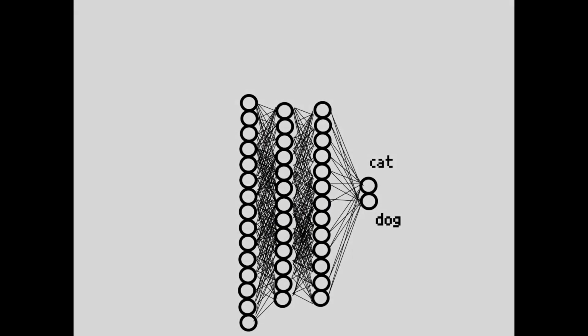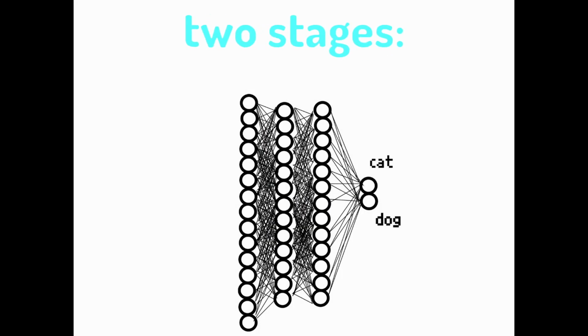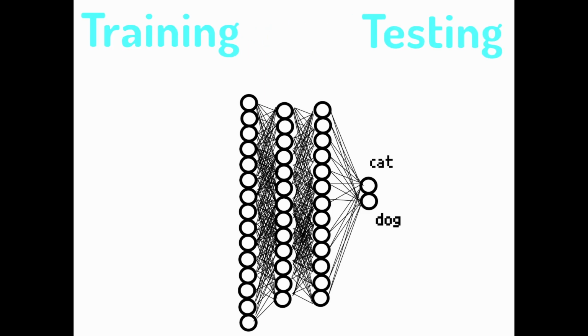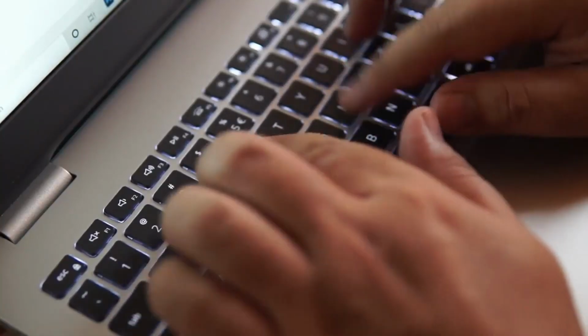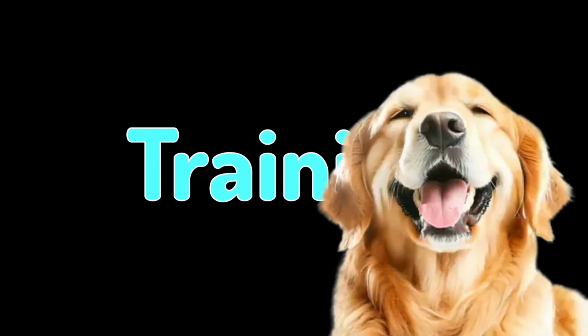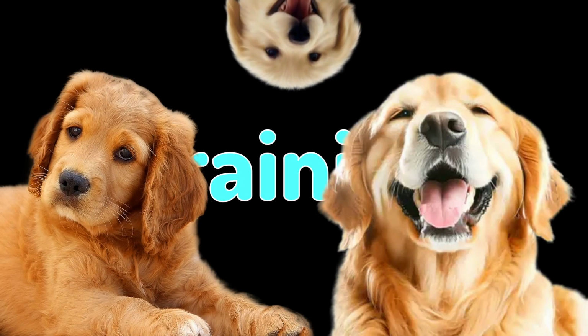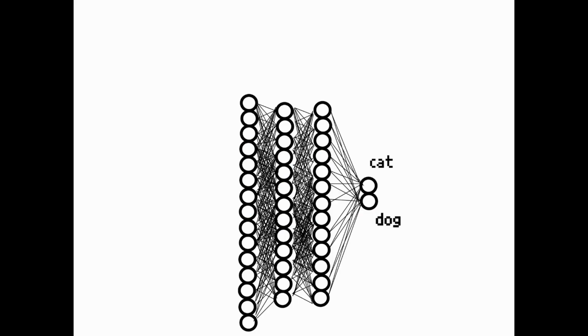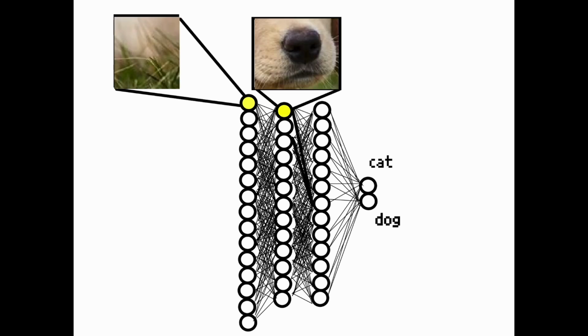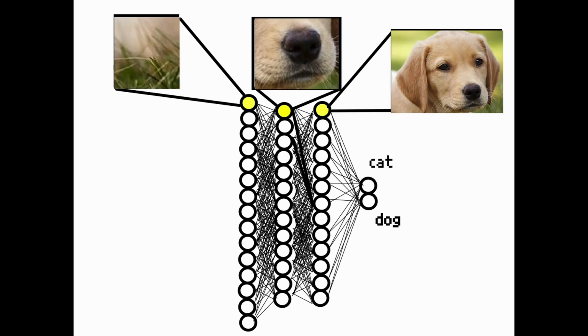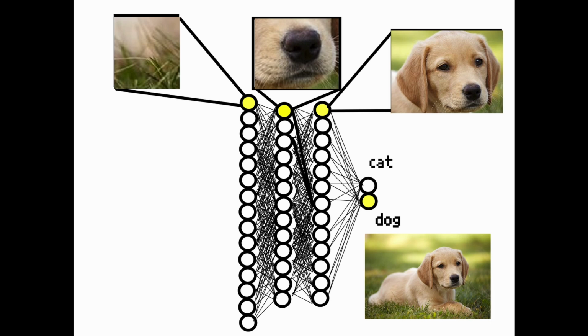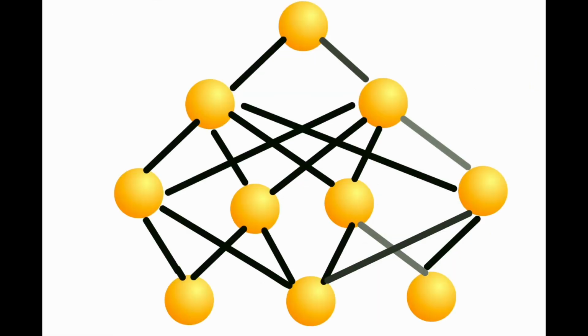For a neural network like this, learning comes in two stages: training and testing. Imagine you want to teach a computer to recognize a dog. In the training stage, you would show it many pictures of a dog and tell it, this is a dog. The network looks at the pictures and tries to understand what makes a dog a dog. It learns to recognize patterns, like the shape of the ears, fur, and the tail. The network does this by strengthening the weights between its virtual neurons.